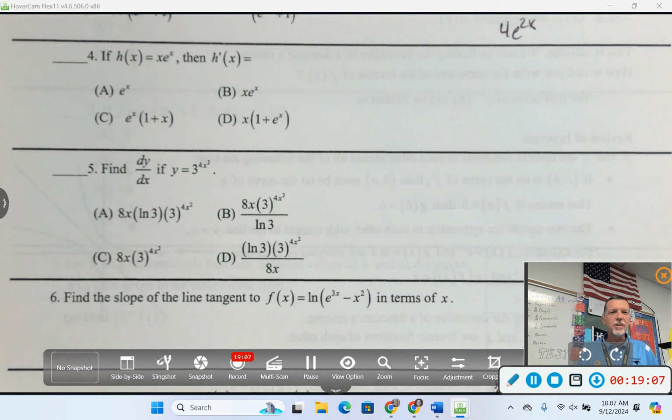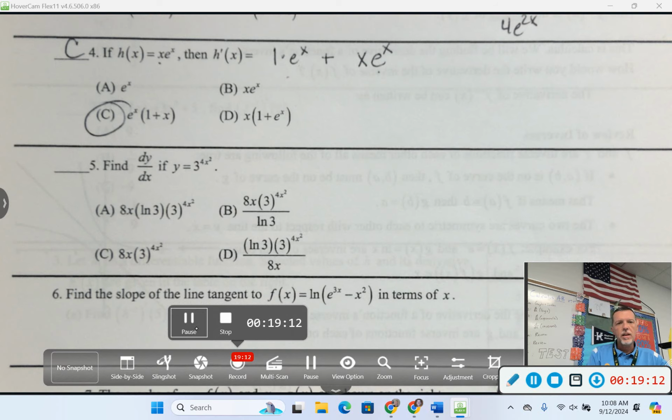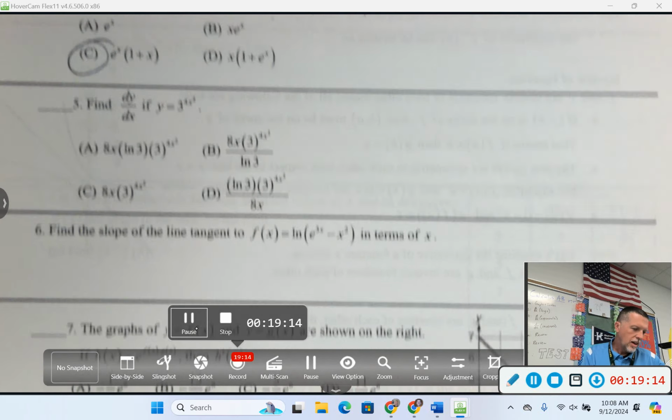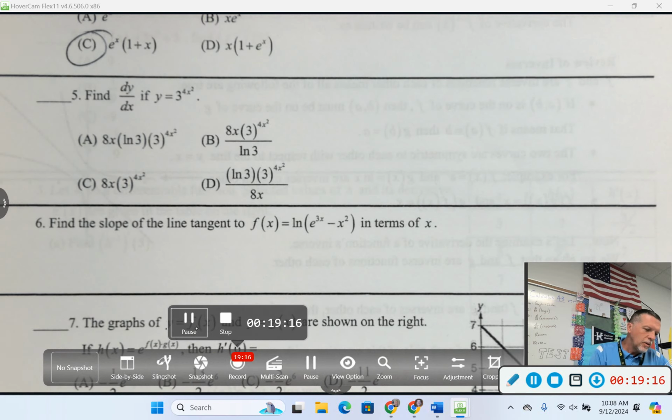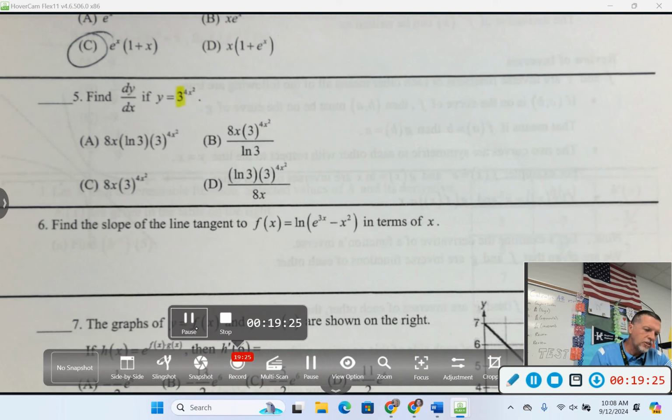What rule are we going to need on number 4? Product rule. Why don't you try number 5. What's different about number 5? It doesn't have a base of e. So I know there's going to be a natural log 3 show up.